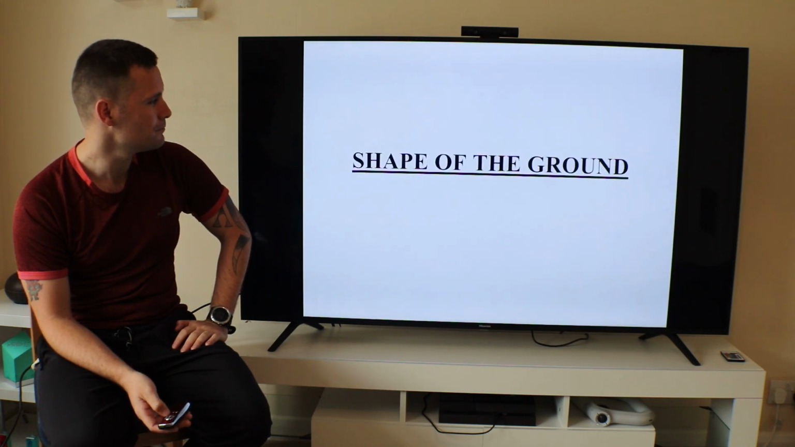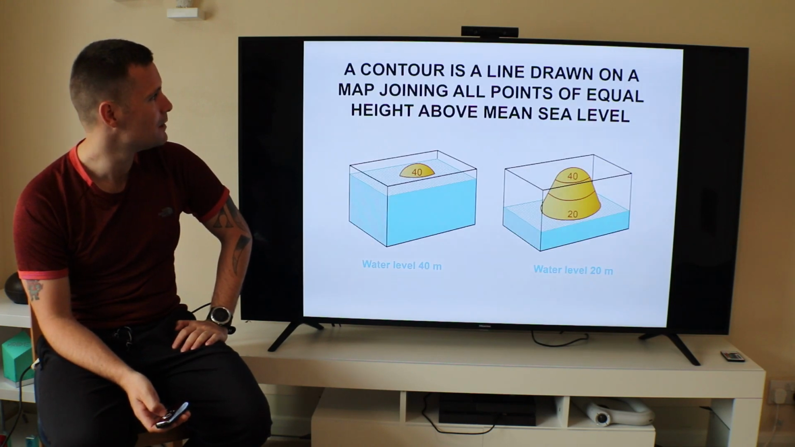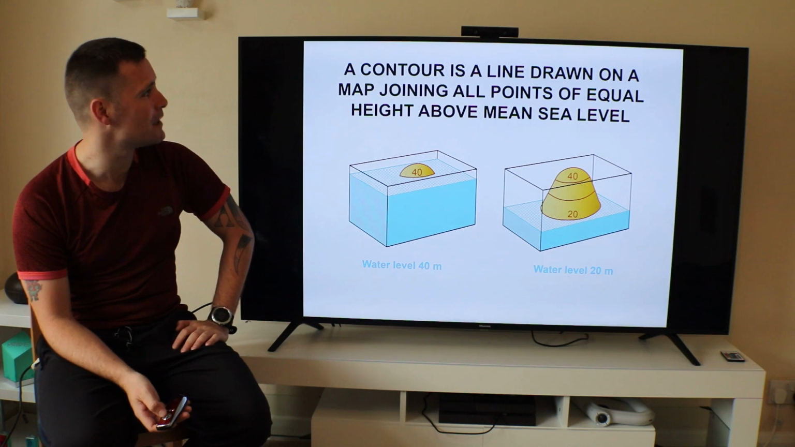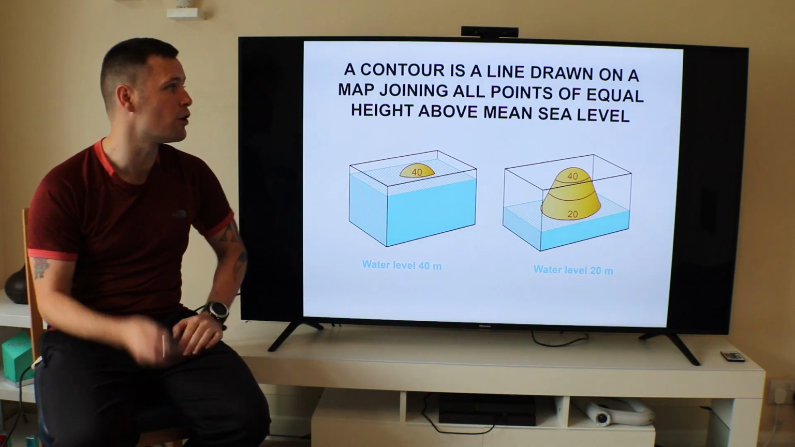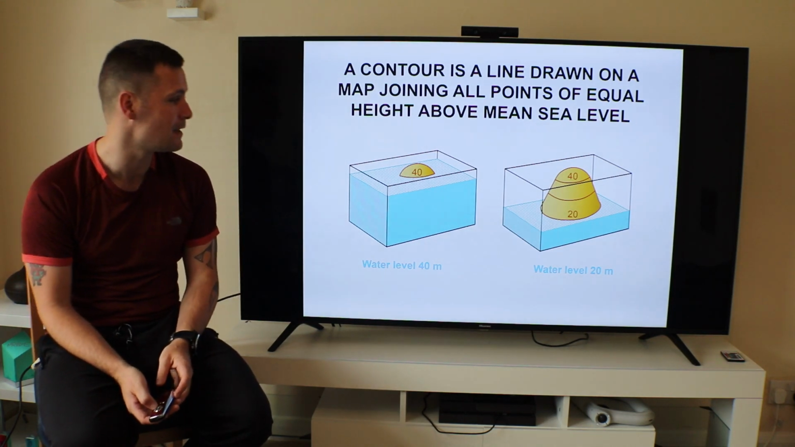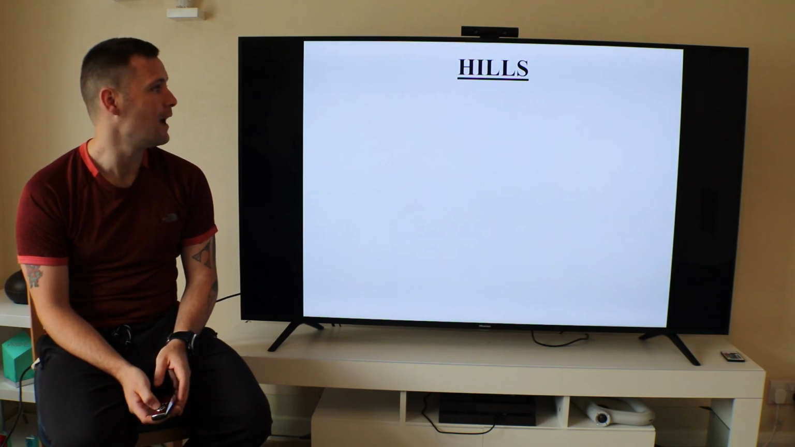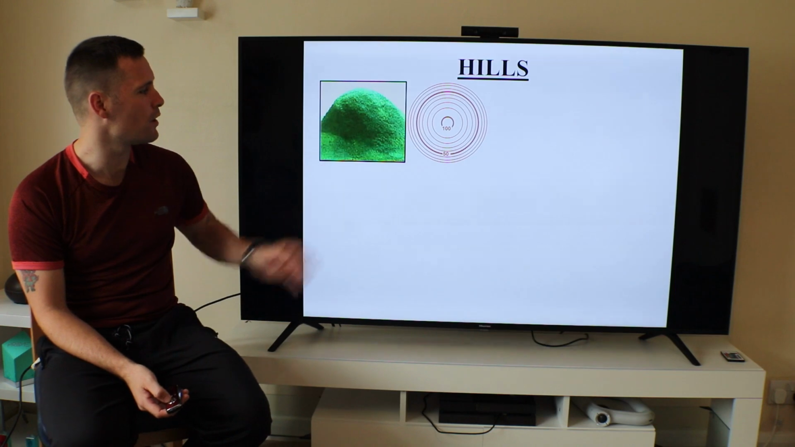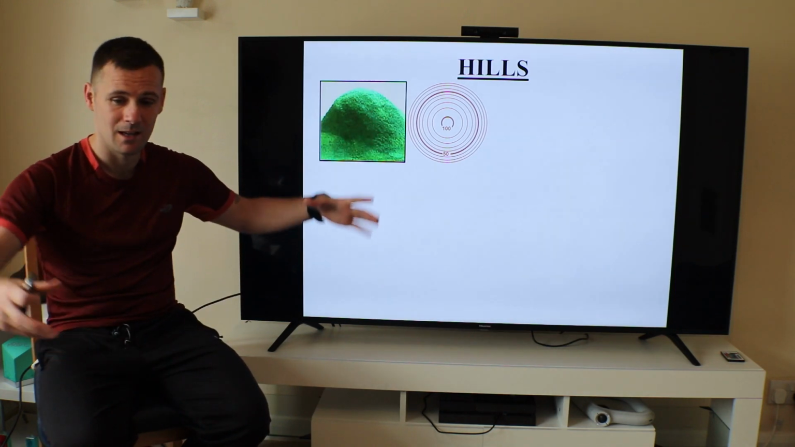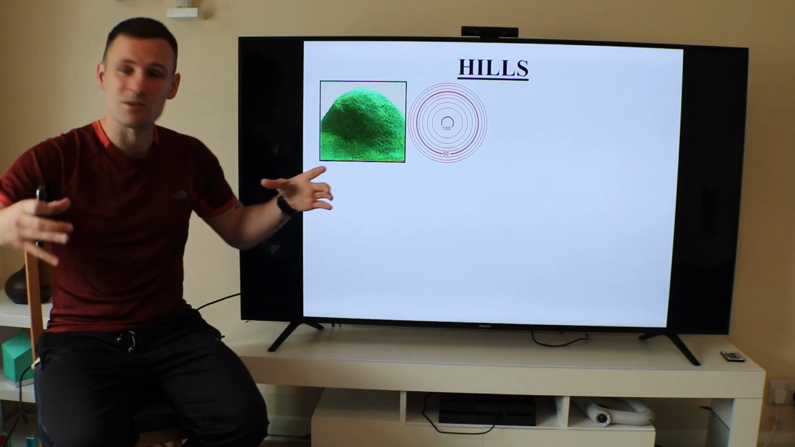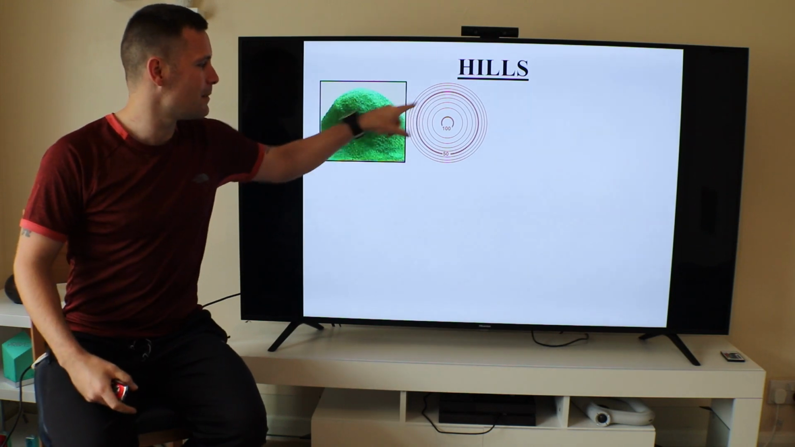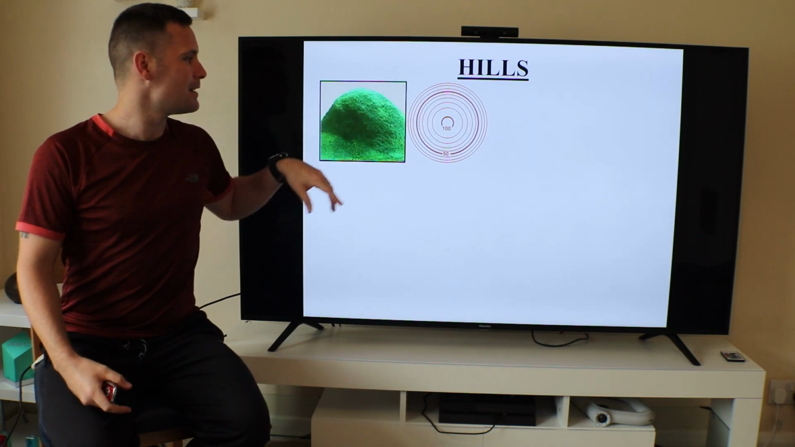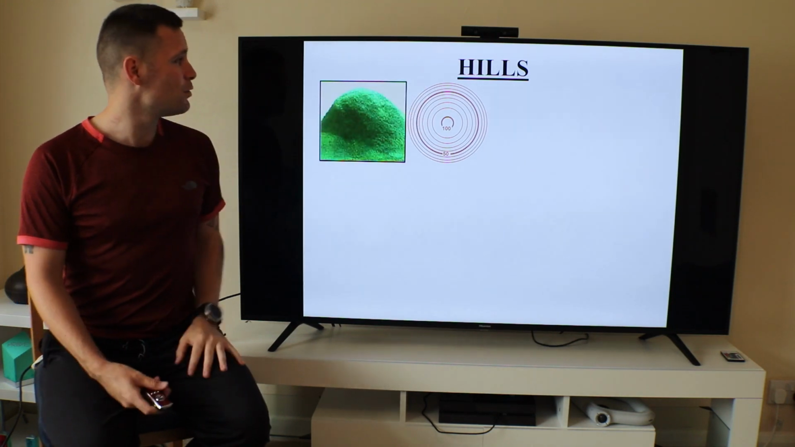Right, shapes of the ground. So we spoke about this. A contour is a line drawn on a map joining all points of equal height above mean sea level. We spoke about that. Hills. So what we've got here now is just a hill, and as you can see, how can I explain it? It's just a spiral, and contour lines are coming in the middle, and it's just like a nipple, isn't it? And that's all it is. That's a hill.